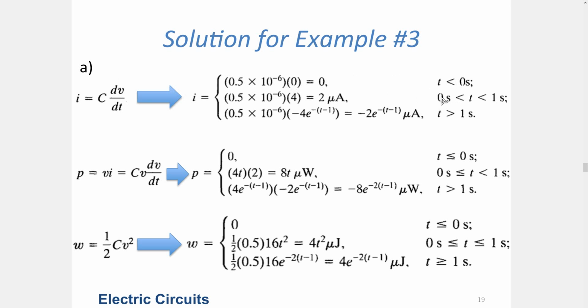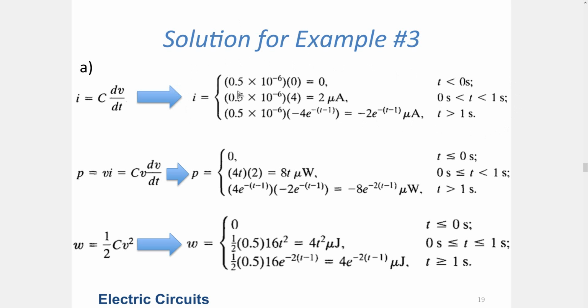And for the interval between 0 and 1, if I take the derivative, it was a linear function, so the slope of that line is 4, and this will be a constant value that corresponds to 2 microamps. And for t larger than 1 second, if you take the derivative of this expression, you are going to get minus 2 times e to the minus (t minus 1) microamps. So this is the current, from the relationship for the voltage given.